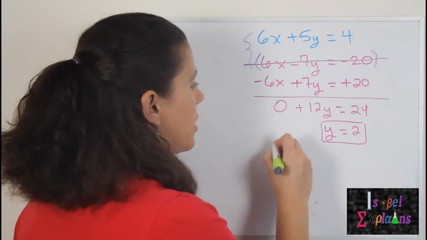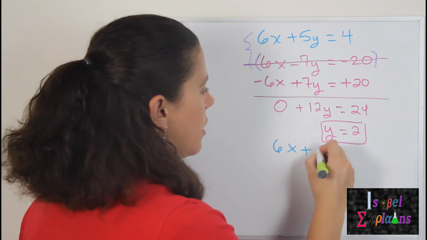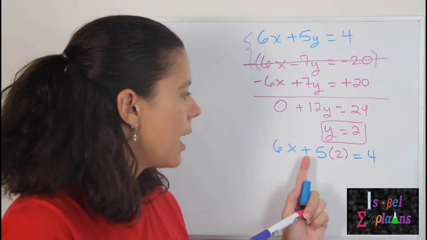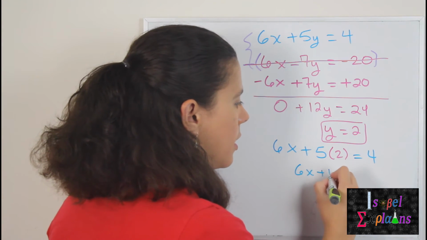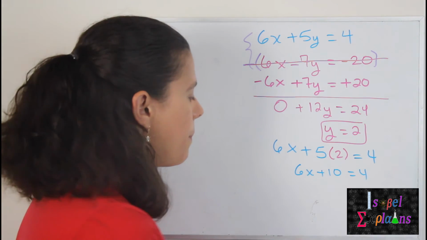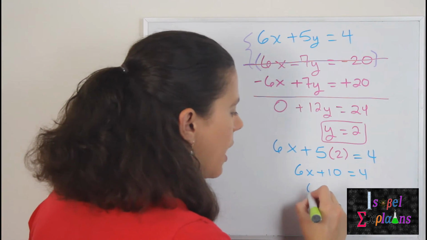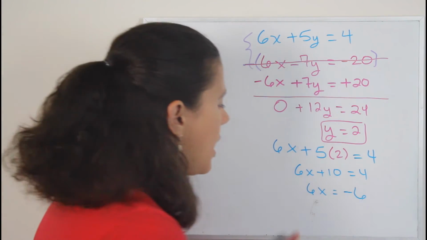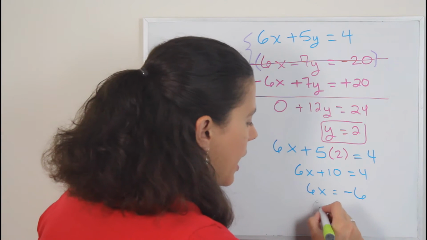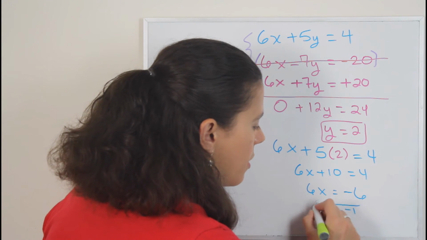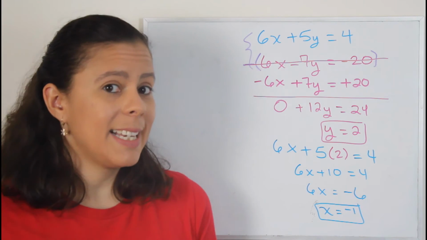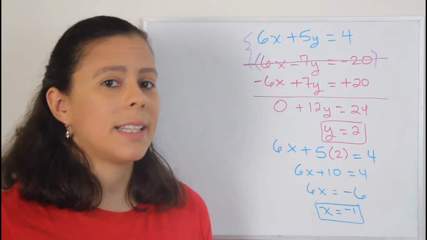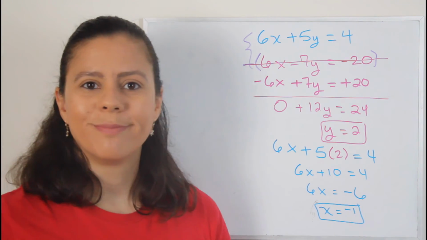So we have 6x plus 5 times 2, equals 4. So I have 6x plus 10 is equal to 4. And then I subtract 10 on both sides. So I have that 6x is equal to negative 6. And then I divide by 6 on both sides. So I have that x is equal to negative 1. And that's it. My answer is x equals negative 1, y is equal to 2. That means that they meet at the point (negative 1, 2).